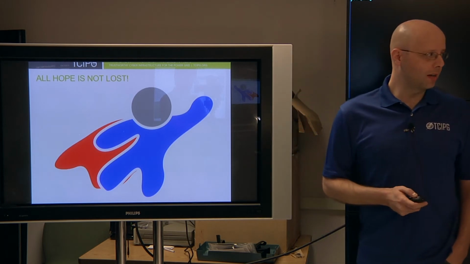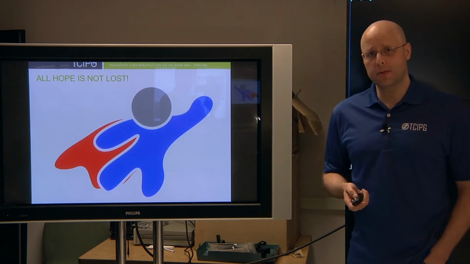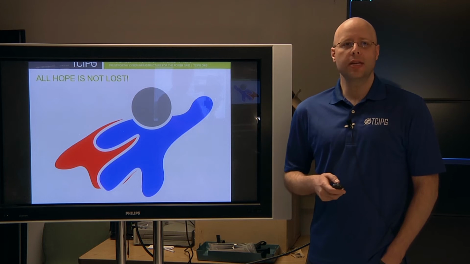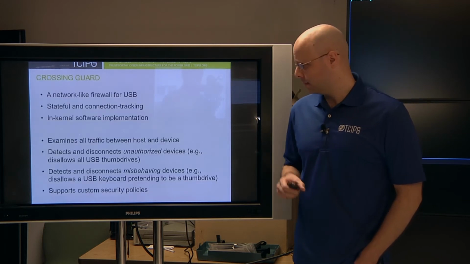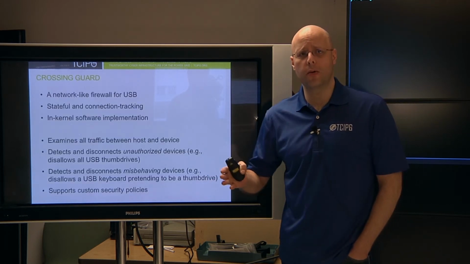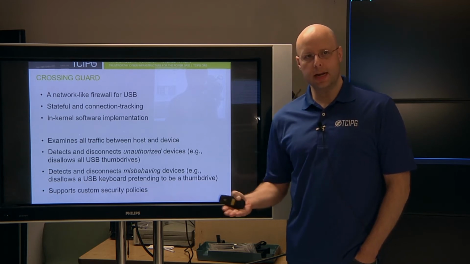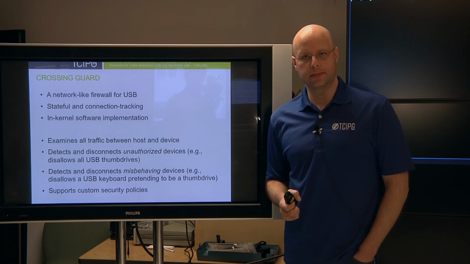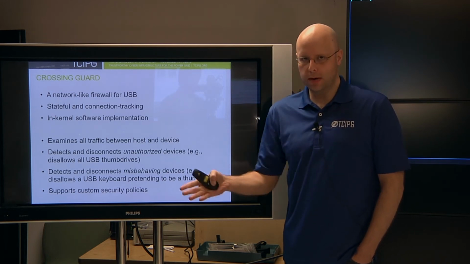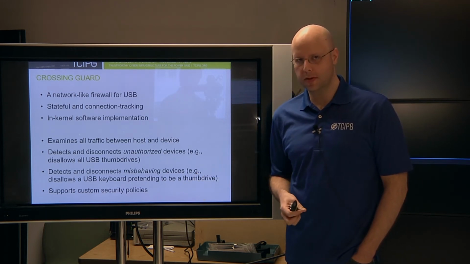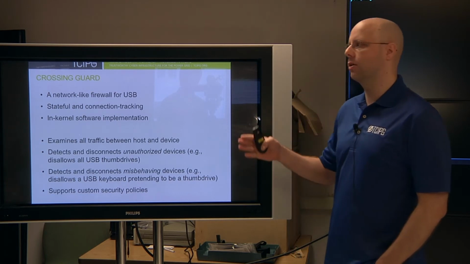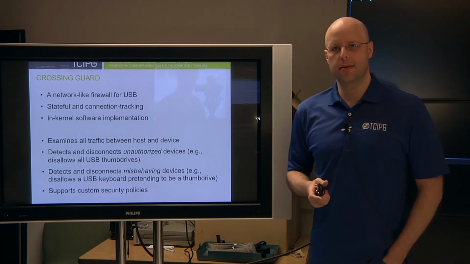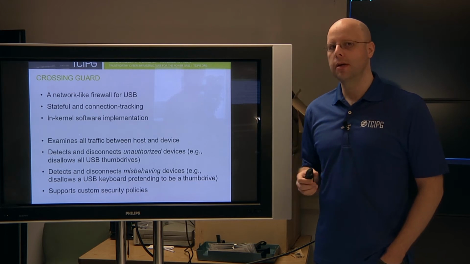Fortunately, all hope is not lost. We've developed a system called Crossing Guard that behaves as a USB firewall. And just as a network firewall, it is both stateful and connection tracking, and we have an in-kernel software implementation. Now, we could have a hardware implementation, but for our purposes, we've done it in software. I'll show on a later slide the more detailed architecture.